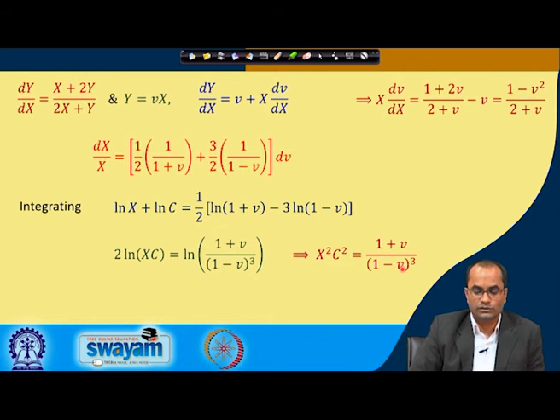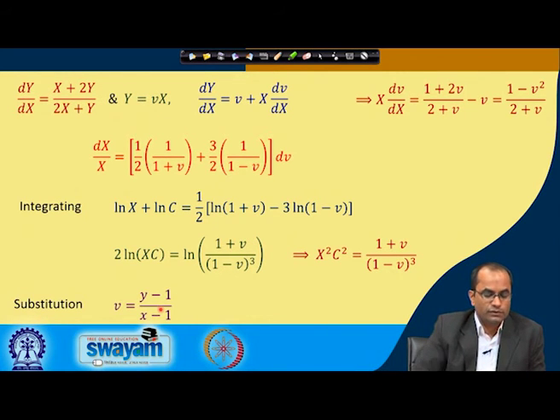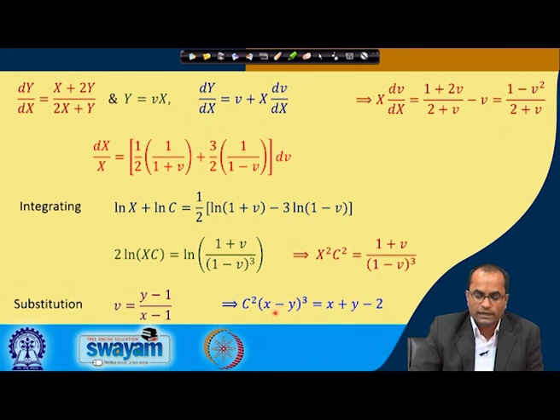And then we need to substitute this v as y minus 1 over x minus 1, because this h and k were, this was k and this was h, which was 1 there. So, v in terms of y and x was given here as big Y over big X, and then big Y is y minus 1 and big X is x minus 1. So, finally, this v we have to substitute here to get the relation of x and y. By substituting this we get the relation c square times x minus y cube is equal to x plus y minus 2, and that is the solution written in implicit form of the given differential equation.